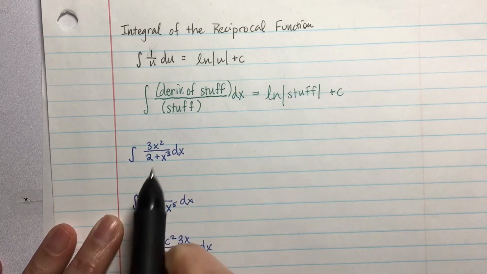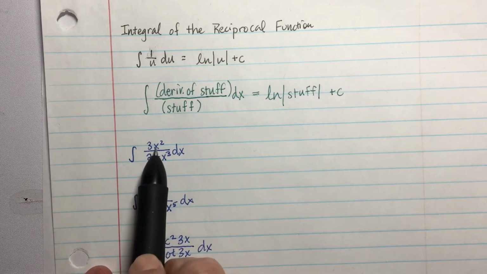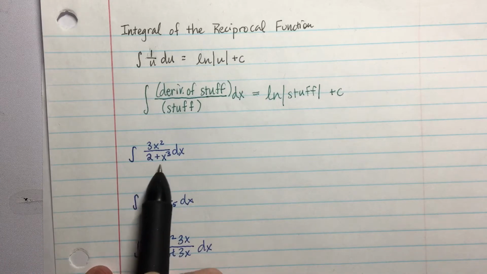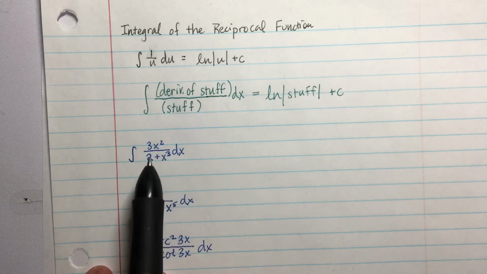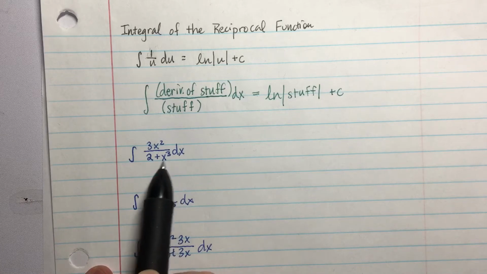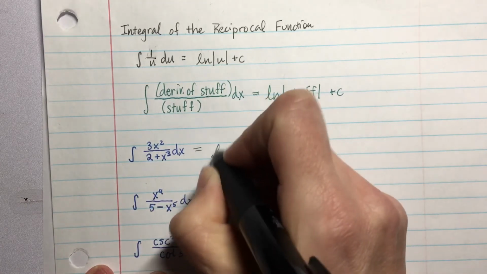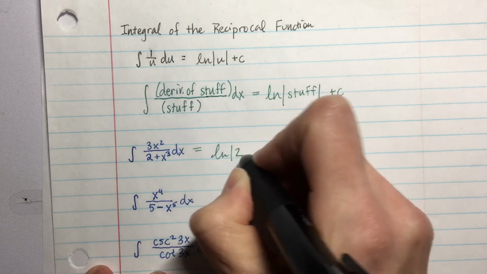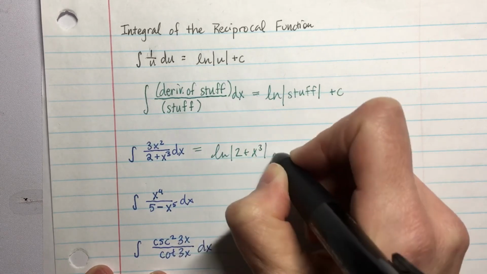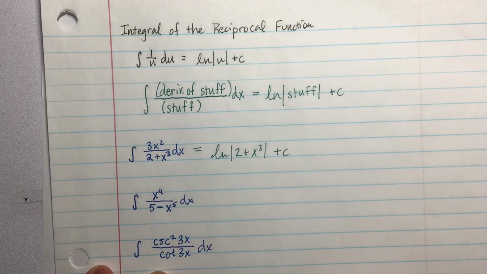If we have something like this, 3x squared over 2 plus x cubed, let's go, oh, it's a fraction. Is the numerator the derivative of the denominator? Well, the derivative of the denominator is 3x squared, so yes. Great. We're basically done here. Natural log absolute value 2 plus x cubed, and then plus c. Okay, that was a straightforward one.